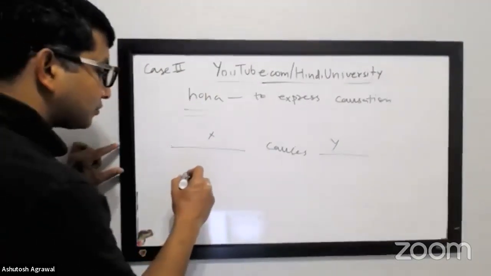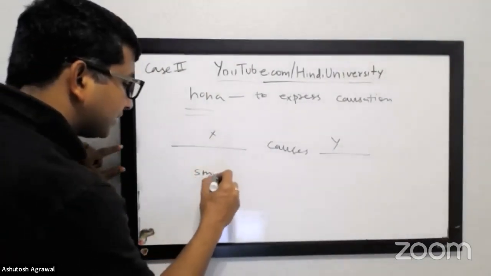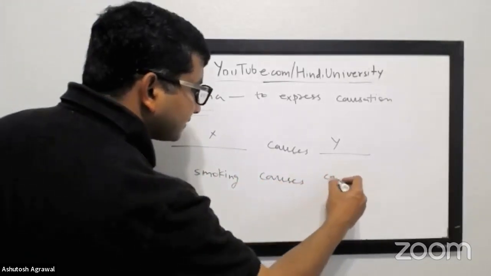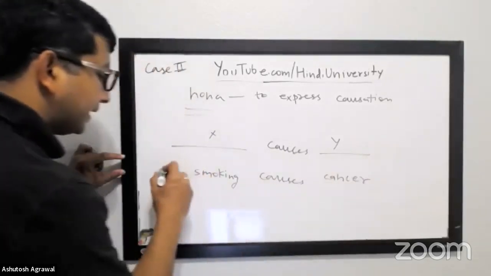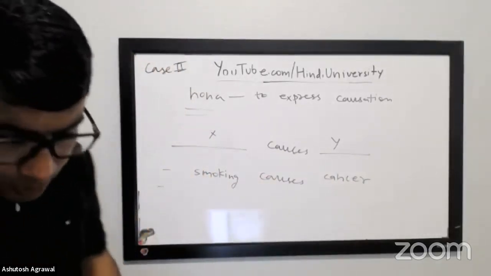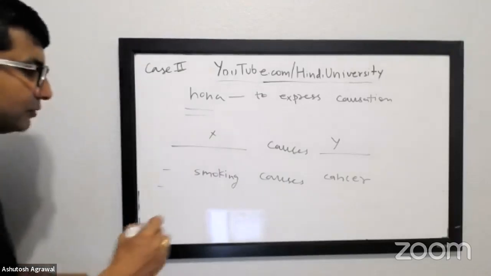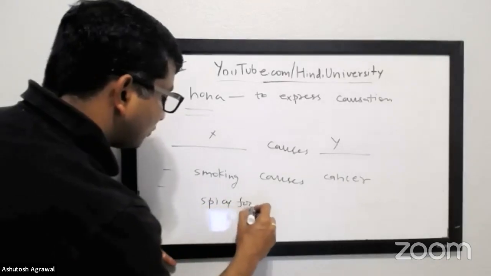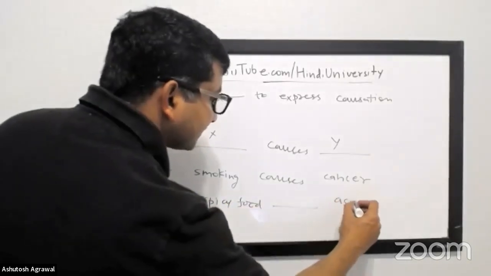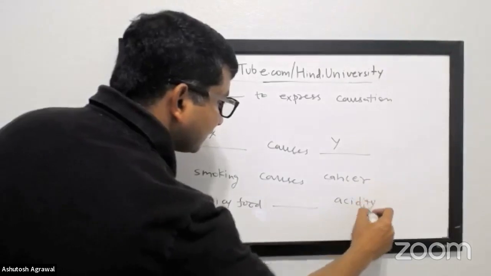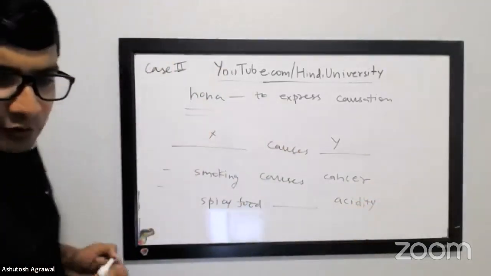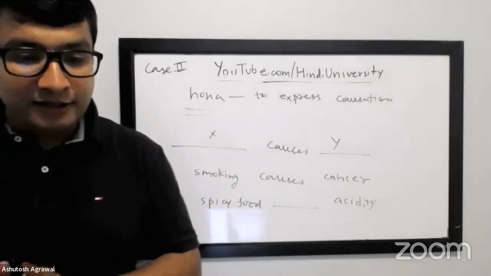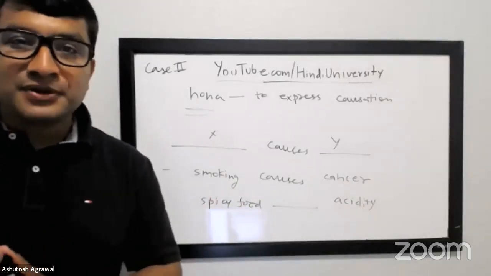So an example could be smoking, let's say it causes cancer. Or let's say you have something like spicy food. Because of spicy food, you want to say it causes acidity, right? So you can replace X and Y. If you know the pattern, you just need to replace X or Y, and you have a way of using this formula per se.